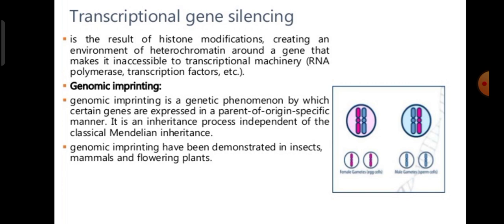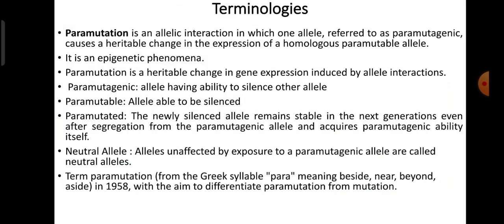What do you mean by transcription? It is making RNA from DNA. This machinery will be stopped with the help of certain mechanisms. So, if we particularly talk about paramutation, there are certain terminologies. What is paramutation? It is an allelic interaction in which one allele, referred to as paramutagenic, causes a heritable change in the expression of a homologous paramutable allele.